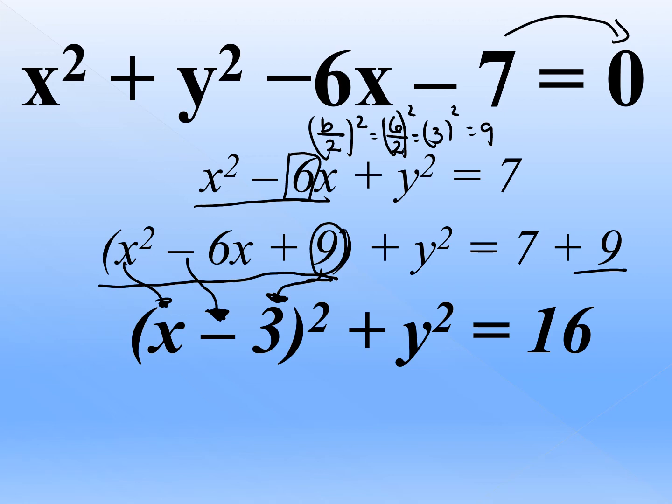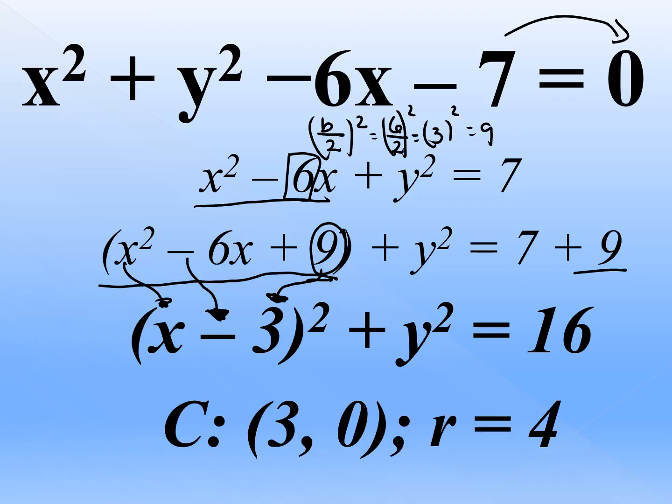From this, we can now get the center and the radius. Therefore, the center is located at (3, 0), because here h is equal to 3 and k is equal to 0. To find the radius, we simply get the square root of 16, which is equal to 4. So the center is located at (3, 0) and r is equal to 4.